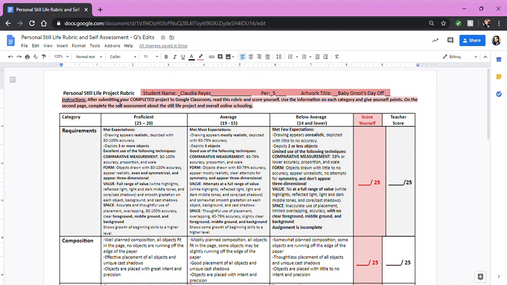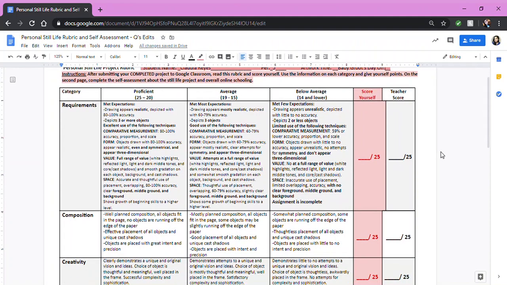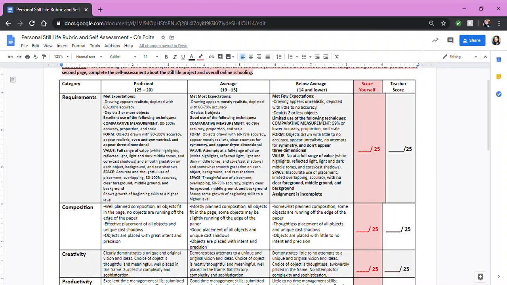Then you're going to see the instructions right here. After submitting your completed project to Google Classroom, read this rubric and score yourself. Use the information on each category and give yourself points. On the second page, complete the self-assessment about the Still Life project and overall online schooling. So there are two parts to this rubric, but let's start here.